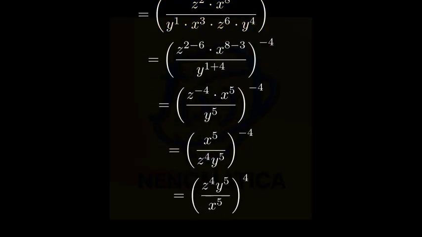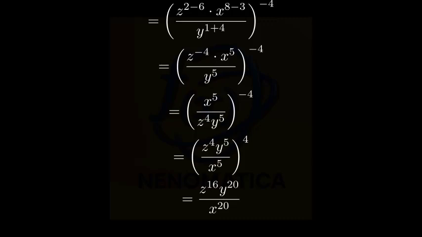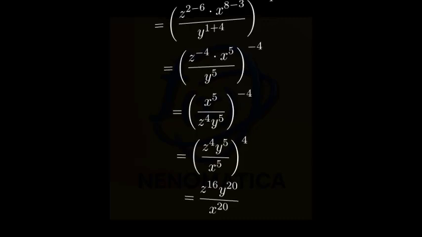When you raise a fraction to a negative power, it's equivalent to flipping the fraction and raising it to the positive power. Finally, we distribute the exponent 4 to all terms in the numerator and denominator.